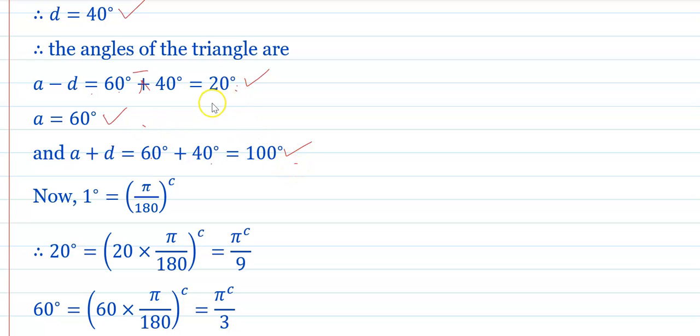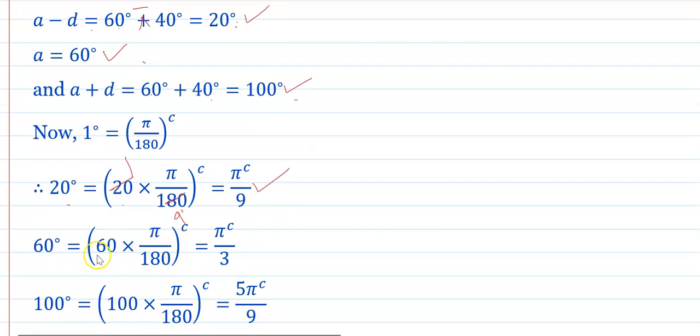Now convert this to radian. That means what do we multiply that 20 with? Again pi upon 180. That is 20 into pi upon 180. You will get pi by 9 radian. Very simple simplification. Next is 60 degree. 60 into pi upon 180. You will get pi by 3 radian.